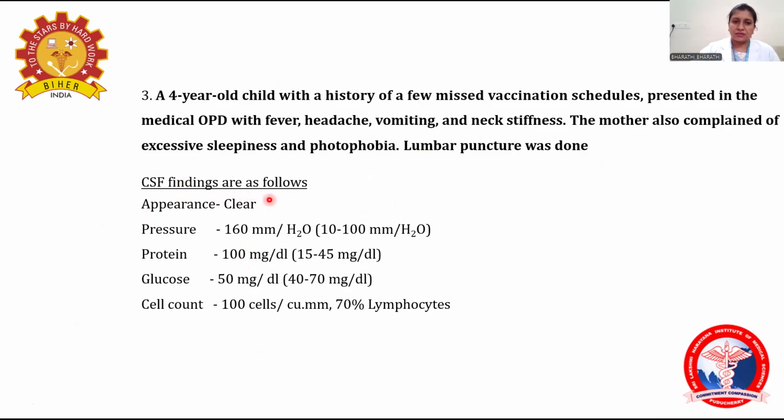CSF finding: it appears clear. It is not turbid. Pressure is increased, but only slightly, like 100 to 160. Protein is increased, but slightly. Glucose is near normal. It is not decreased. Cell count is increased, but slightly, not as in tuberculosis, not as in bacteria. And that too mainly lymphocytes. So you see there is some derangement, but they all are mild derangements of protein, cell count, and pressure, and it is present in a young baby, like a 4-year-old child.